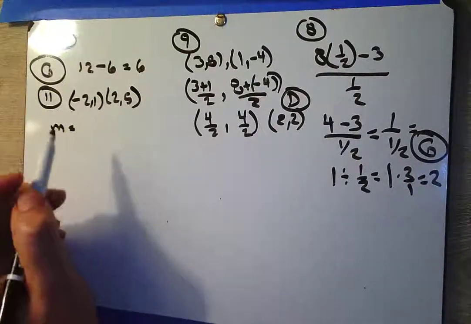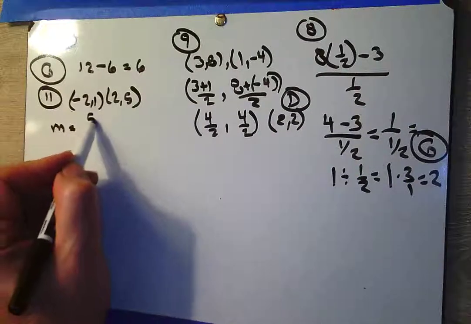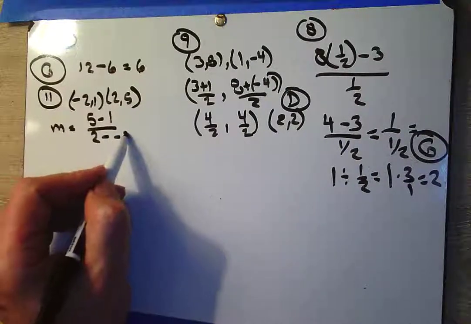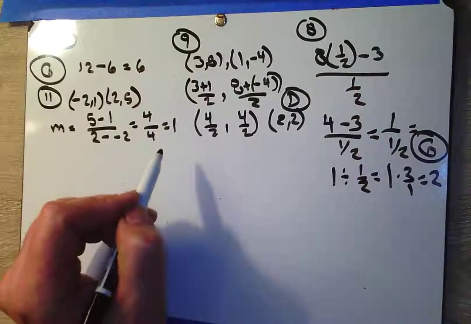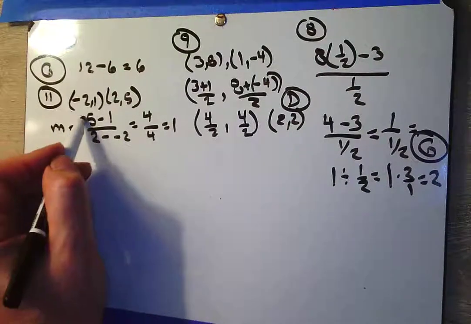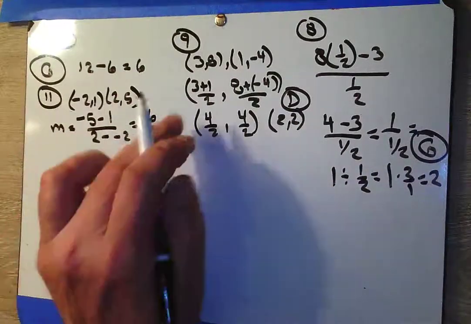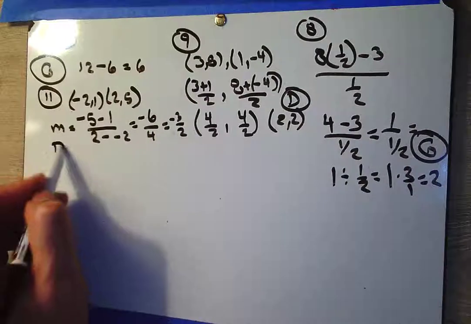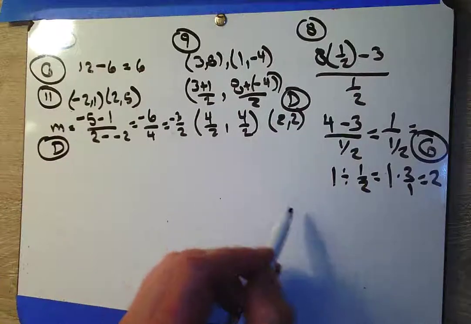11. What is the slope of the line through -2, 1 and 2, 5? Well, we've had a lot of practice with slope formula in this 0-hour class, and so we know y1 minus y2 over x1 minus x2. I end up with 4 over 4, or a slope of 1. Now that's completely wrong because I wrote down the wrong number. This is -5, so this is -6, and so this is -3/2, and that's choice D. D for number 11. Don't forget to check your signs.